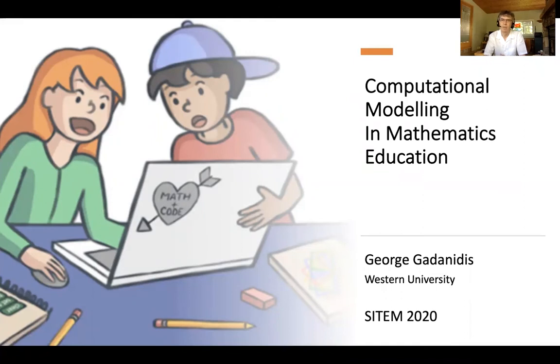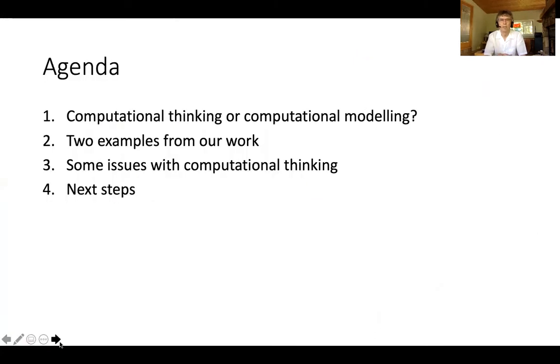Today I'm going to be talking about computational modeling in mathematics education. The agenda is to consider what do we call this thing that we do with coding and mathematics. A lot of people where I work call it computational thinking, and we're finding that that label doesn't work very well for us, and we're switching over to computational modeling, so I will talk about that. But before I talk about those things, I think it's important to give you some examples of the work that we do, so you can situate why we're considering this.